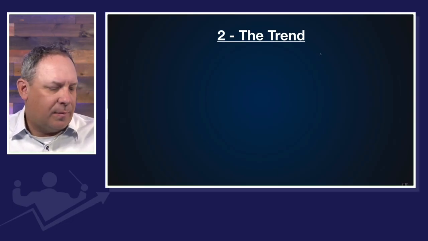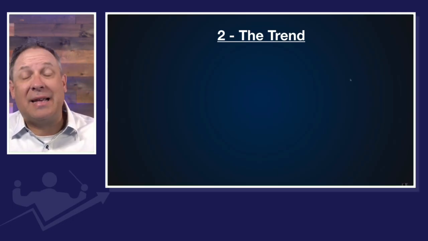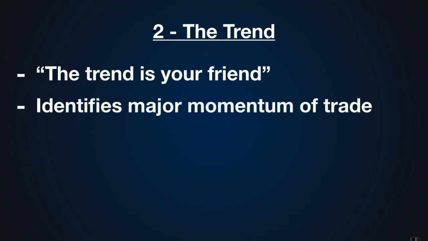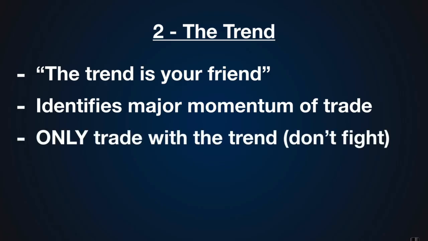All right, the second step in the 5 disciplines, I keep calling them steps today, I don't know why. It's the second discipline, the trend. And I talked about this yesterday. I said the trend is your friend. Actually, I think I talked about this on Monday. The trend is your friend. What the trend does is it identifies major momentum in the trade. And my rule is this: only trade with the trend. Don't fight the trend. Only trade with the trend.